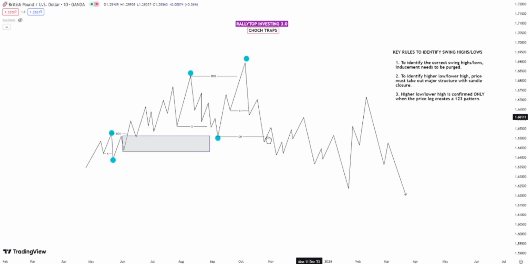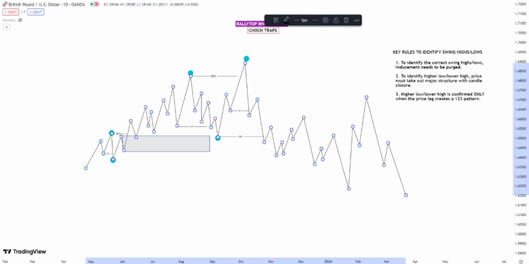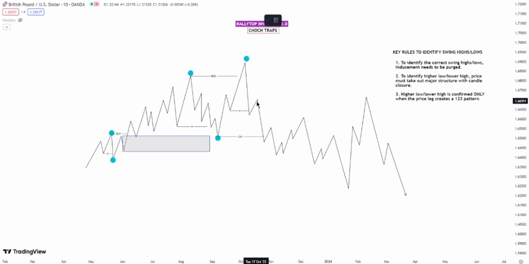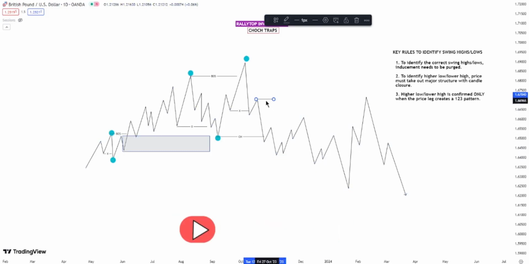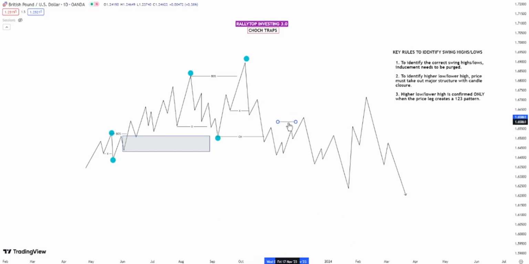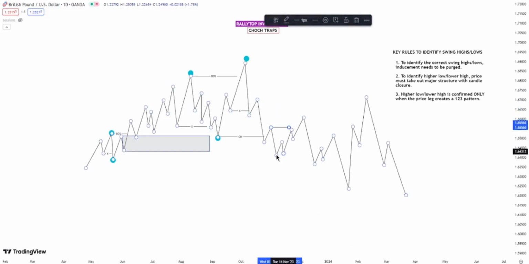All right? So this low, after this change of character, cannot be confirmed until rule number 1 is fulfilled. In this case, rule number 1 was not fulfilled, because if rule number 1 is to be fulfilled, inducement is needed. And where is the inducement? Inducement is simply here, guys. All right? For this low to be confirmed. But as you can see, inducement was not taken out. So now, before you know it, it created a new low. For this new low to be confirmed, inducement is needed. And where is the inducement in the market? Your inducement is now here. All right? For this low to be created.